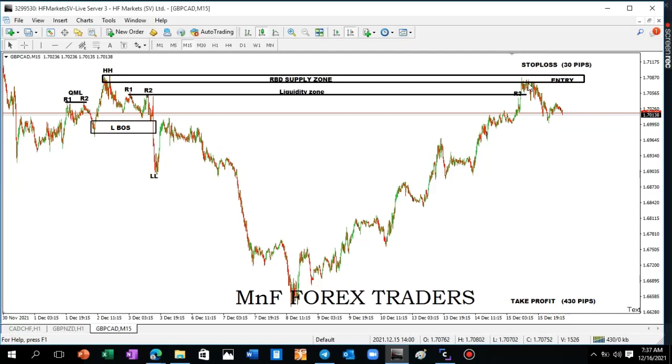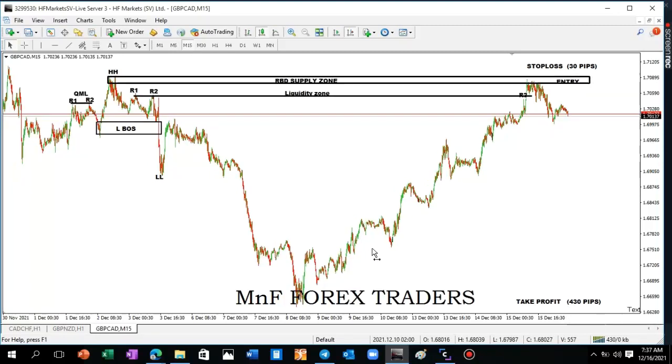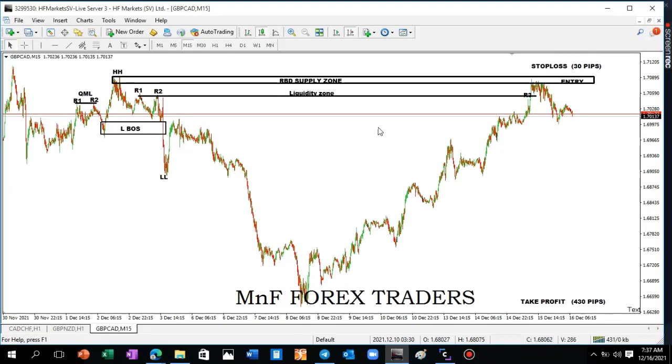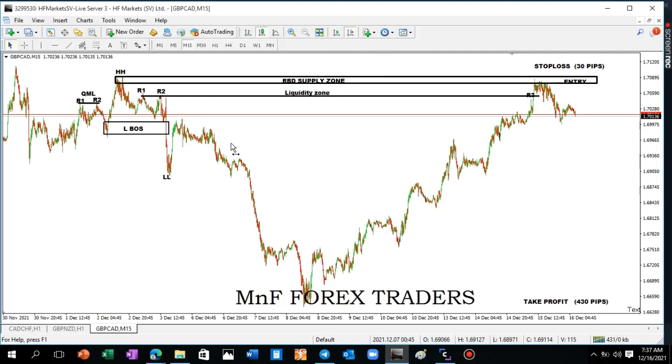Literally, I entered from here. I sold from here and sent the signal to our private community as well. And the stop loss was just above here, 130 pips, and target is 430 pips. And I'm still in this particular trade. I'm using the other broker. This one is better for analysis. Okay, so this is how it is.